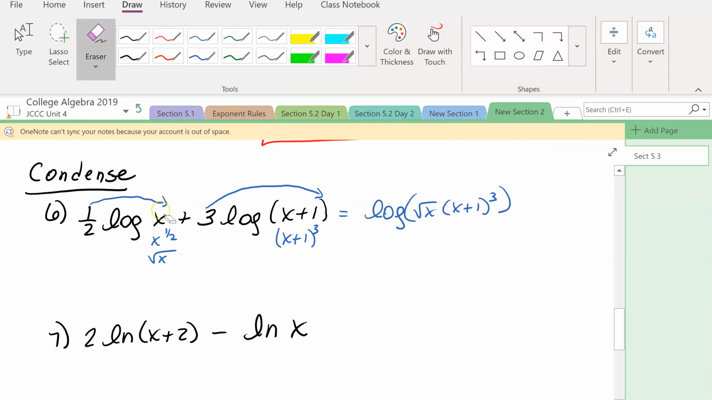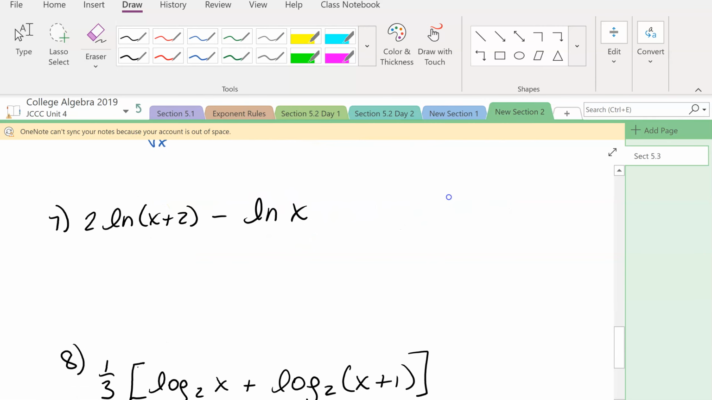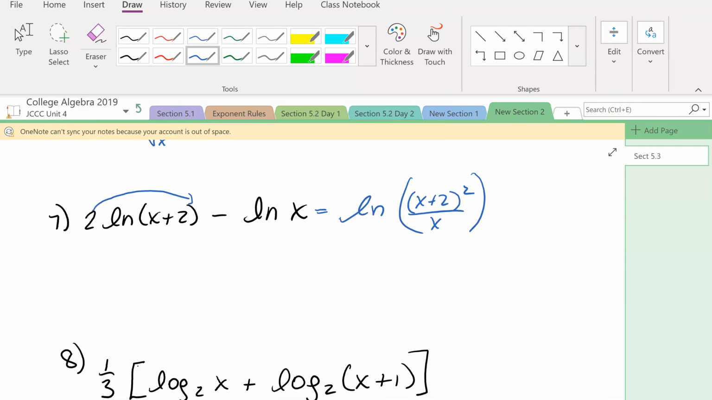So you float your butterflies up, and then you multiply the arguments. And then try number 7 on your own. So first you float your butterfly up. It's subtraction, so you divide your arguments. Look at your answer very carefully.